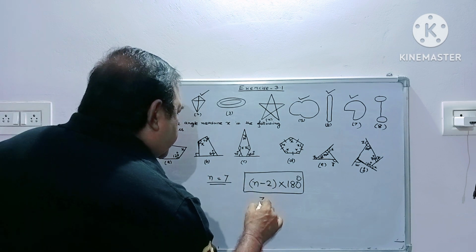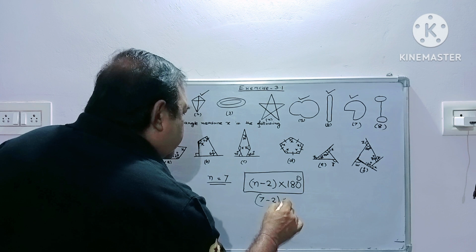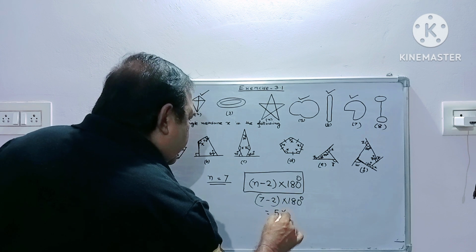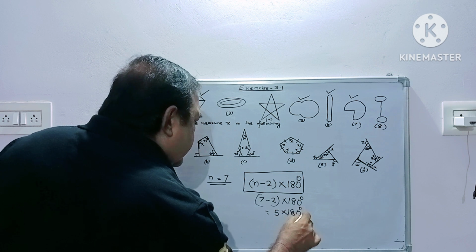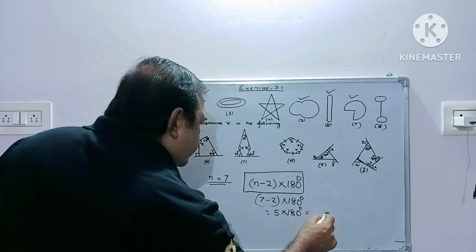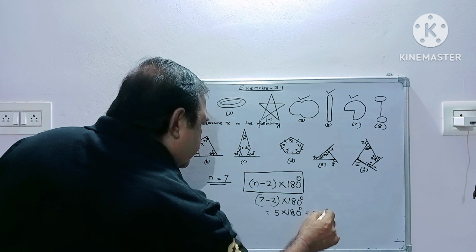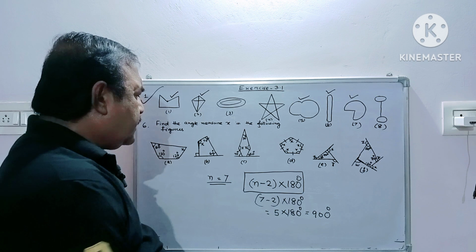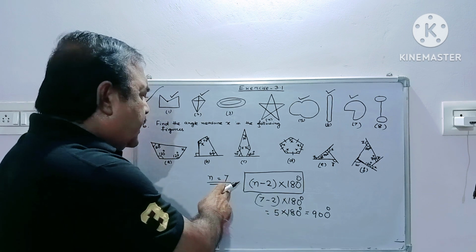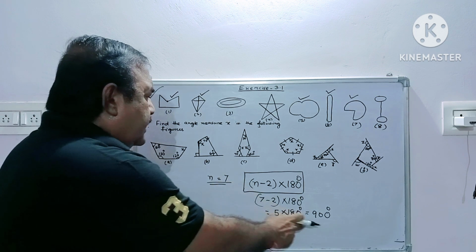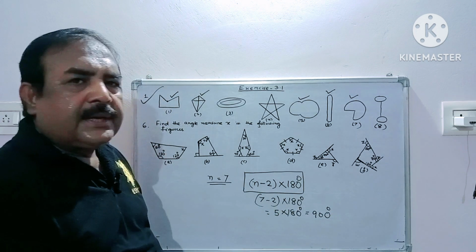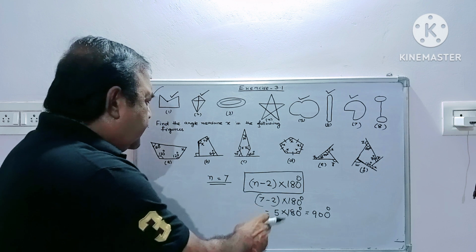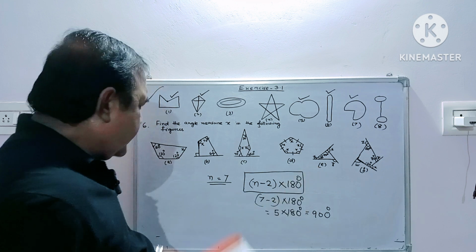n is equal to 7. So 7 minus 2 into 180 degrees. That is equal to 5 into 180 degrees, that is equal to 900 degrees. So the sum of the measures of the interior angles of a heptagon is 900 degrees. It is a convex polygon having the number of sides 7. So the sum of the measures of the interior angles is 900 degrees.